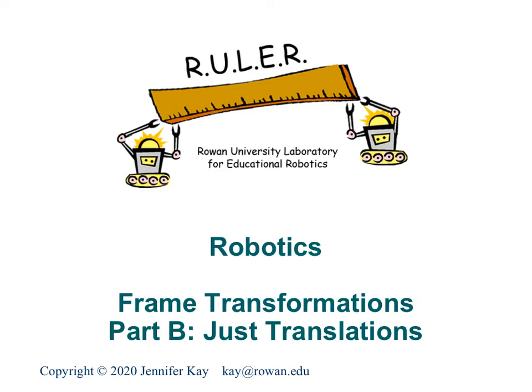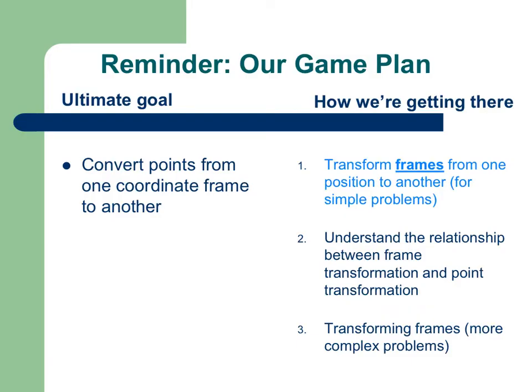Okay, so let's start talking about what I mean by moving frames. If you just came from the previous slide set, you've seen this recently, but our ultimate goal, remember, is we're trying to figure out, if I know a point in one coordinate system, how can I transfer that into a different coordinate system? And where we are right now with this is we're just learning about moving the frames. Eventually, we'll understand the relationship between frame transformation and point transformation. And finally, we'll do some work on some more complex examples.